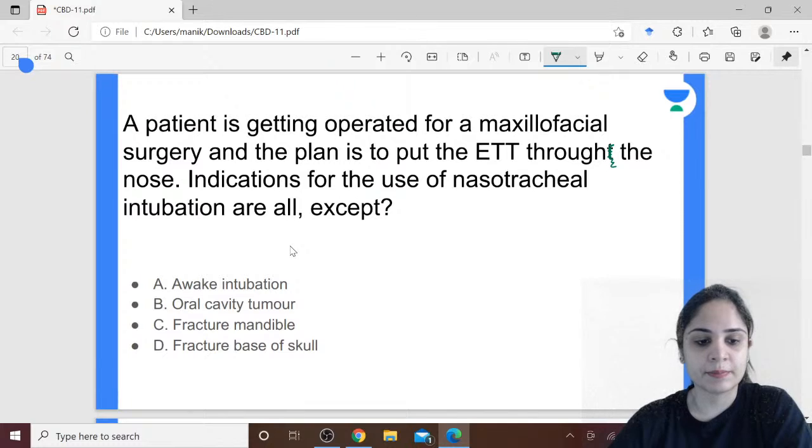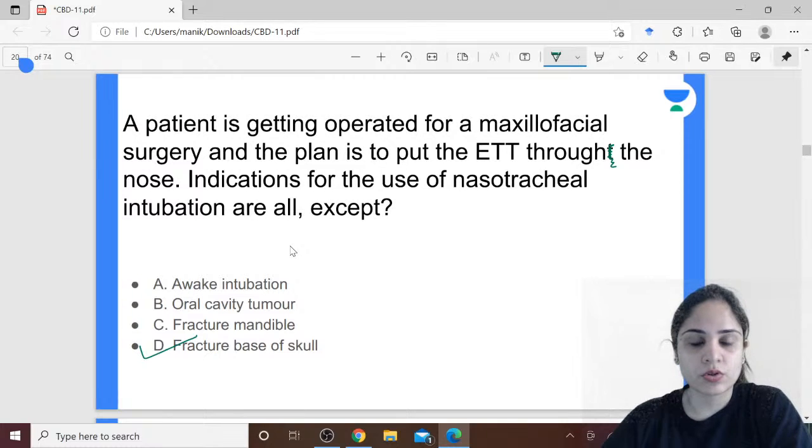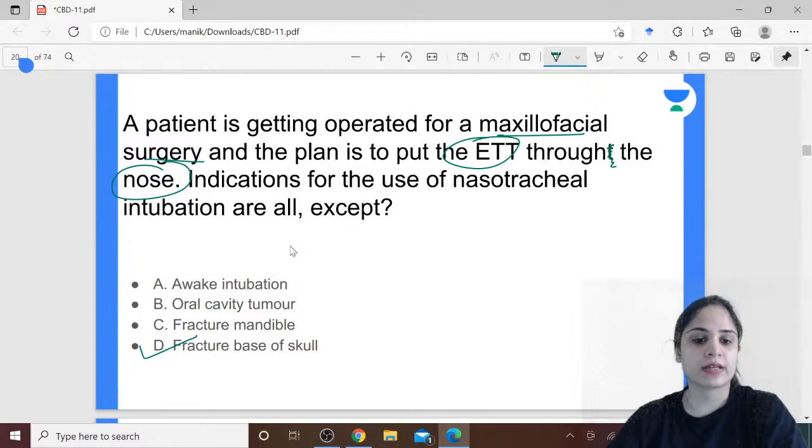So Manoj is saying base of skull, Trilok, Nan-PK all saying fracture base of skull. That is absolutely correct. So the patient is getting operated for maxillofacial surgery and you want to put an endotracheal tube through the nose. So this is nothing but nasotracheal intubation.